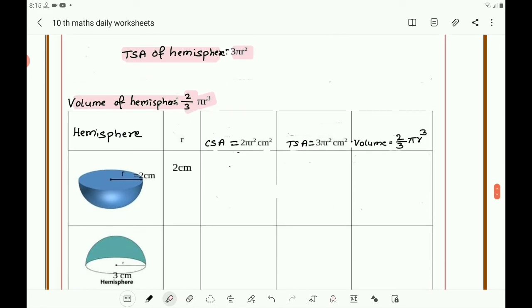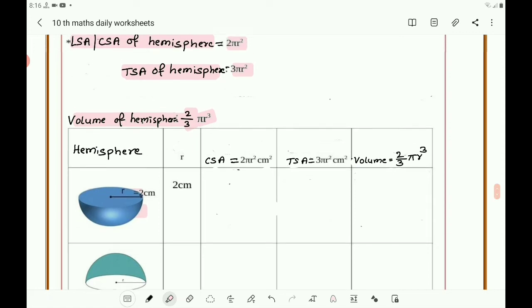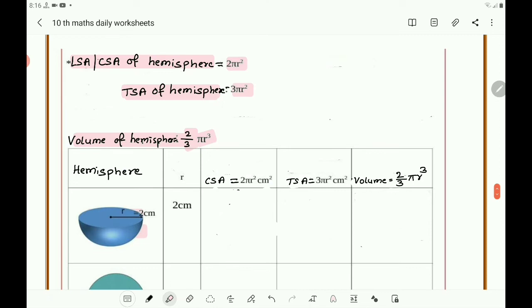Here you observe, the sphere is having, consider this is the base and this is the curved surface. So it is having curved surface area, which is the lateral surface area, and also total surface area. The lateral surface area is 2 pi r square, and area of the base is added to get the total surface area. It becomes 3 pi r square, and the volume of the hemisphere is half of the volume of the sphere of same radius, so it is 2 by 3 pi r cube.